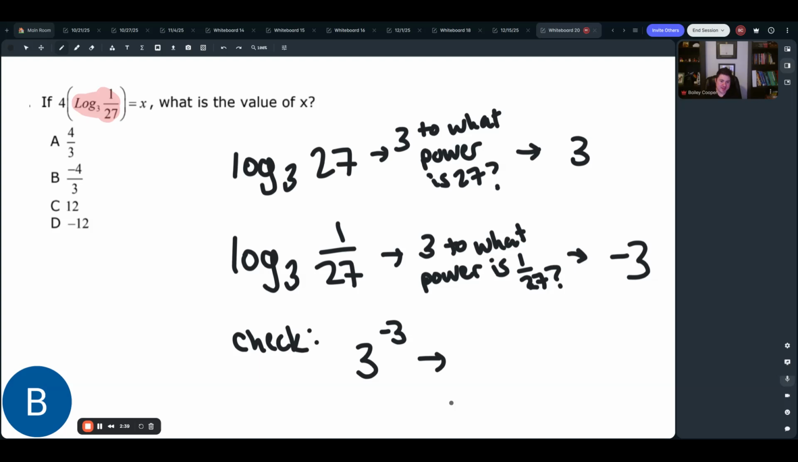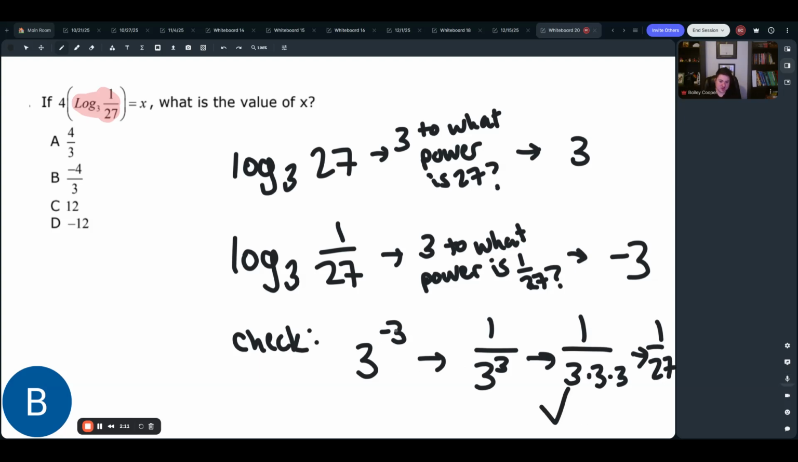Let's just play that out to make sure that that is true. Like we said, if you have a number to a negative power, it flips it into the denominator. So now this is equivalent to 1/3 to the third. And then we can play out 3 to the third down here. That's 1/3 times 3 times 3, which is 9 times 3, which is 27. So we have checked that indeed 3 to the -3rd is 1/27th.